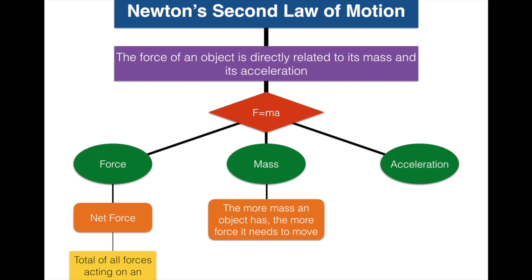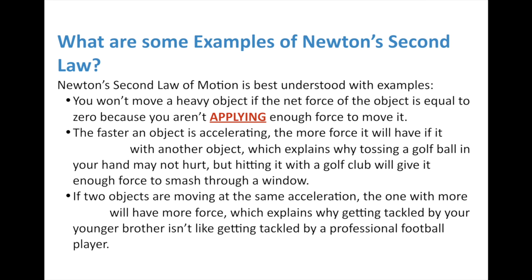So let's look at some examples with regards to acceleration. The faster an object is accelerating, the more force it will have if it collides with another object. Which explains why if you have a golf ball and you're tossing it up in the air, it's not really hurting when it hits you because it's not accelerating too much. However, if you stand about 5-6 meters away from a golf ball after it gets hit by a golf club, by a driver, it's going to hurt a whole lot more because the golf ball is accelerating so much more.